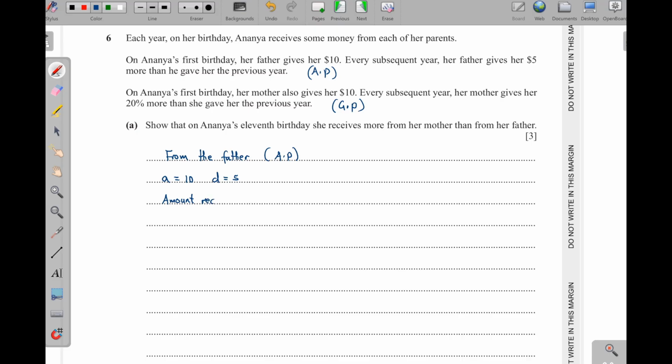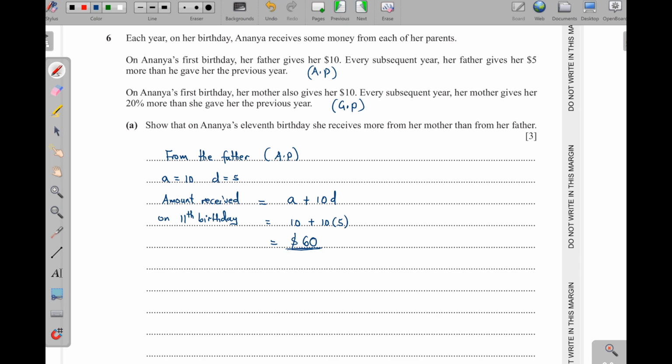And they want the amount received on her 11th birthday. That is like saying the 11th term. You get it? So 11th term is going to be equal to A plus 10D. So what do we get here? A is 10, then plus, this is 10 times 5. So 50 plus 10, and we get 60. So that will be $60.